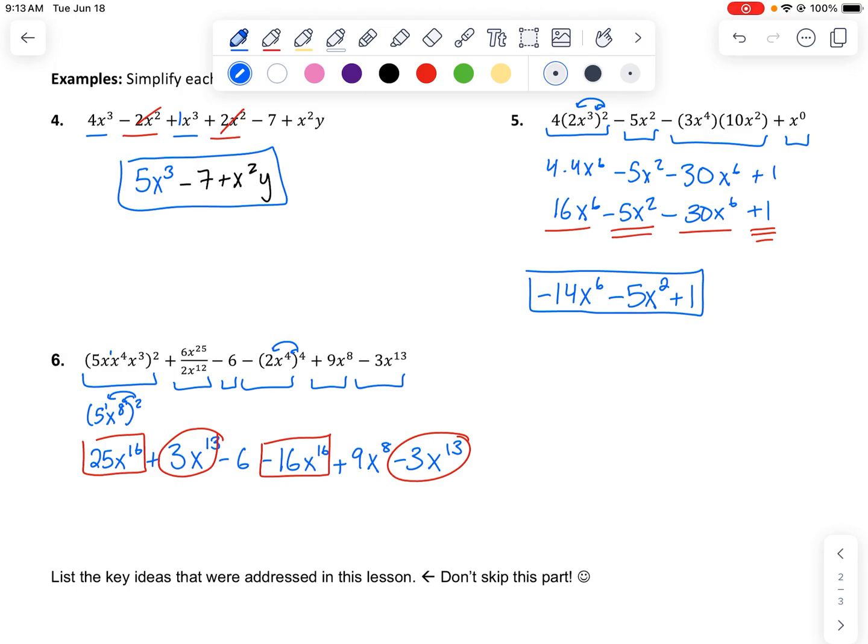So 25 x to the 16th minus 16 x to the 16th is 9 x to the 16th. 3x to the 13th minus 3x to the 13th, those end up canceling out. Then I have my plus 9x to the 8th and minus 6. And so if I was looking for some key ideas, I might think about simplifying within each term first. I might think about remembering that when we combine like terms, we do not change the exponent. Terms are separated by plus or minus, things like that.